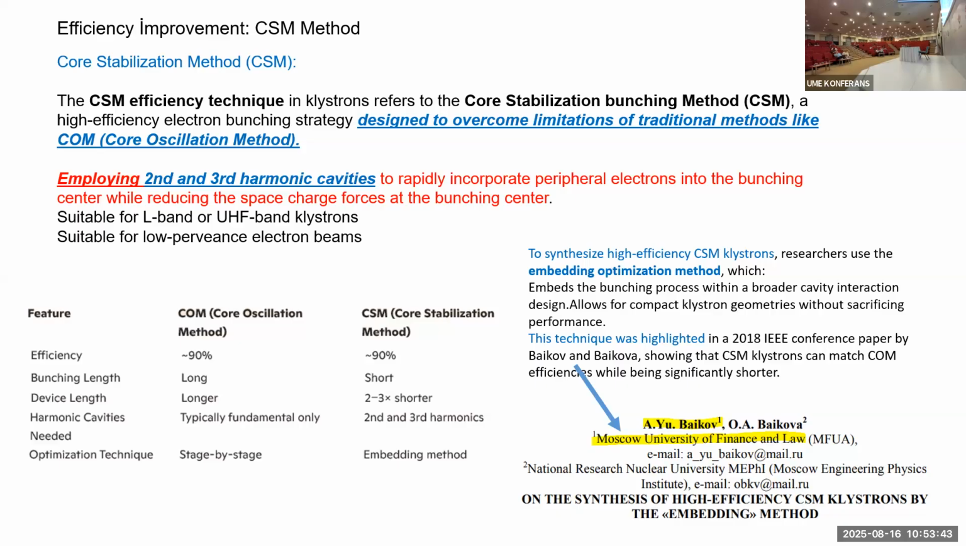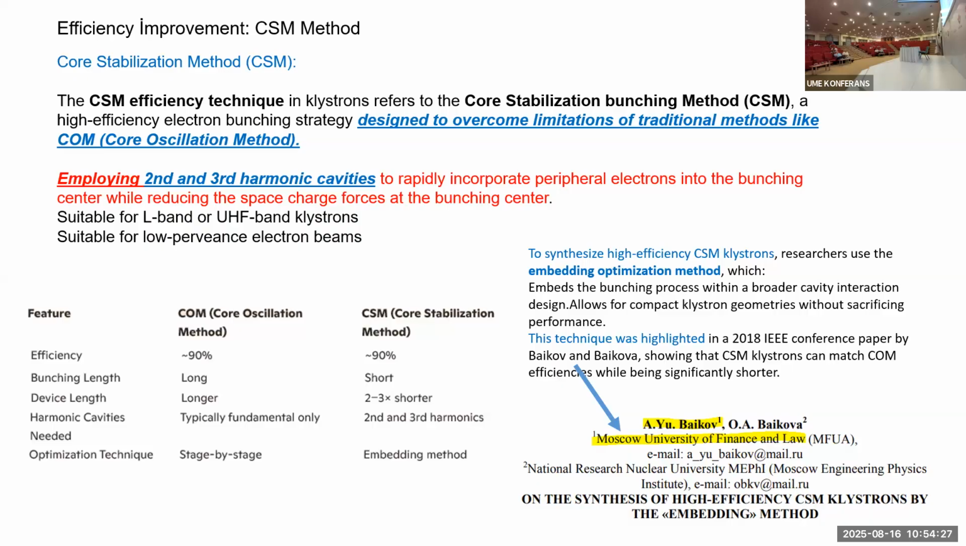Bunching length in the core oscillation method is long, while in CSM it is short. It's very advantageous because you can make a 2 or 3 meter Klystron instead of a 1.5 meter Klystron. It's shorter. And the fundamental cavities carry the main frequency in every buncher, but the CSM method uses the second order harmonic. It means a small cavity, and you can gain from the proper harmonic too.